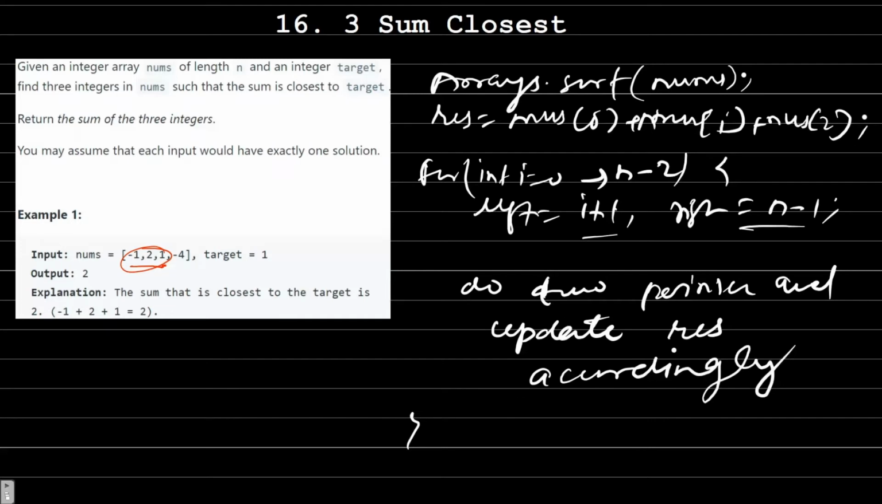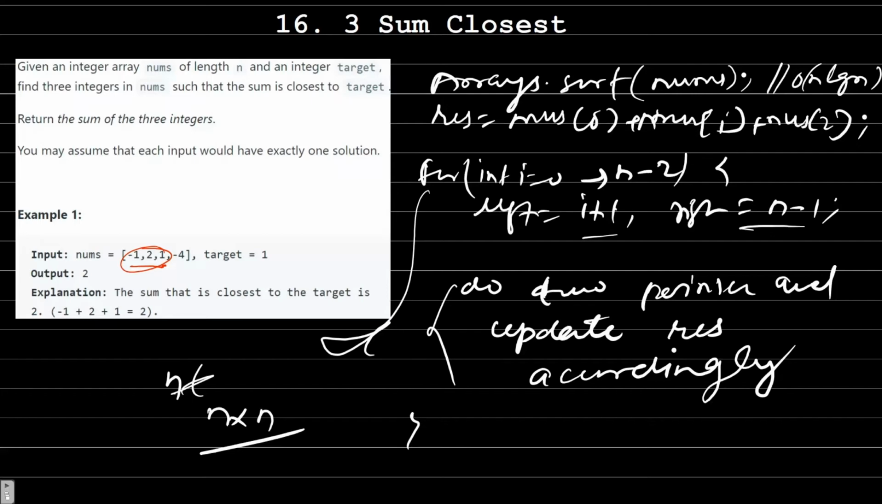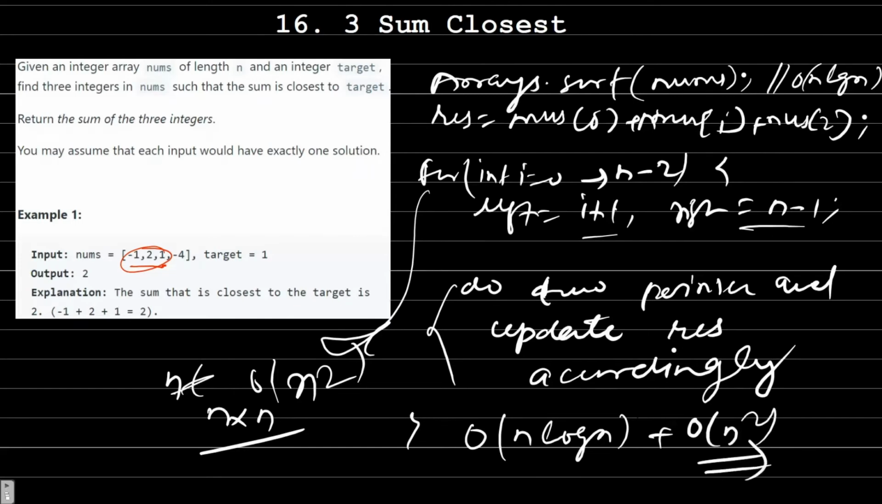What is the time complexity of this problem? As we are first sorting, it is going to be big O of n log n. Then we are doing a for loop for i equal to 1 to n, so n times, and inside it we are doing two pointers, which is going to be O of n again. So big O of n square. Overall time complexity is going to be big O of n log n plus big O of n square, which is far better than the previous one. Now let's go to the compiler and write the code for the same.